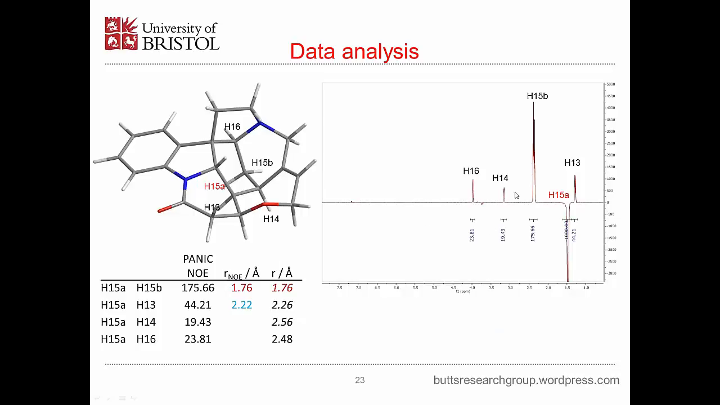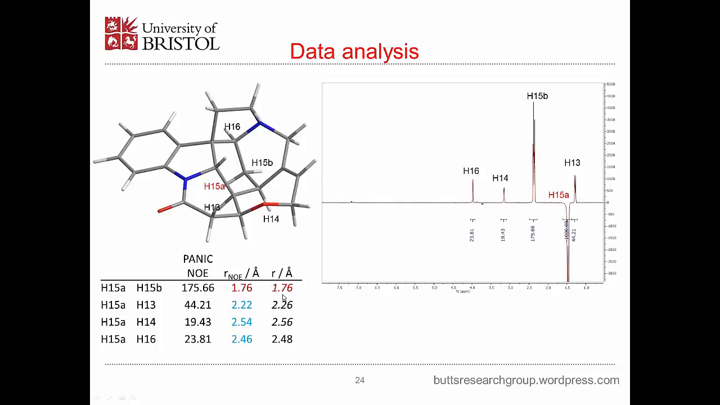Then we do the same thing for H14 and for H16, and we find 19.43 and 23.8. We convert those into distances. We're expecting to see 2.56 and 2.48, and well, I wouldn't be showing this on a webinar if it didn't work. 2.54 and 2.48, and you can see here that we're off by about 1 or 2%. Now we're in the second decimal place in our errors in the distances here.